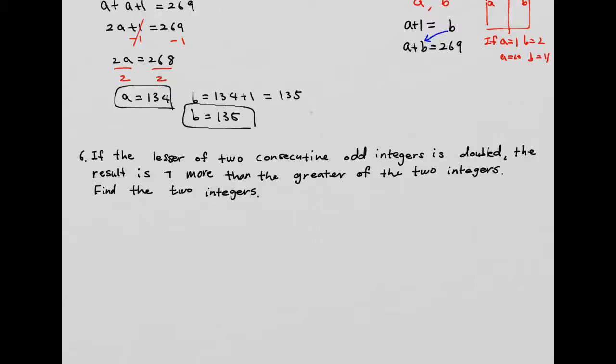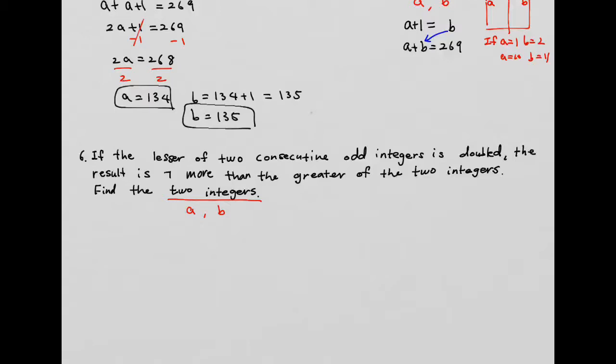Example 6. If the lesser of two consecutive odd integers is doubled, the result is 7 more than the greater of the two integers. Find the two integers. So if we want to find two integers, we need to name them. Let's use A and B again. And to find the relationship of these two, let's consider what it means to be odd integers.